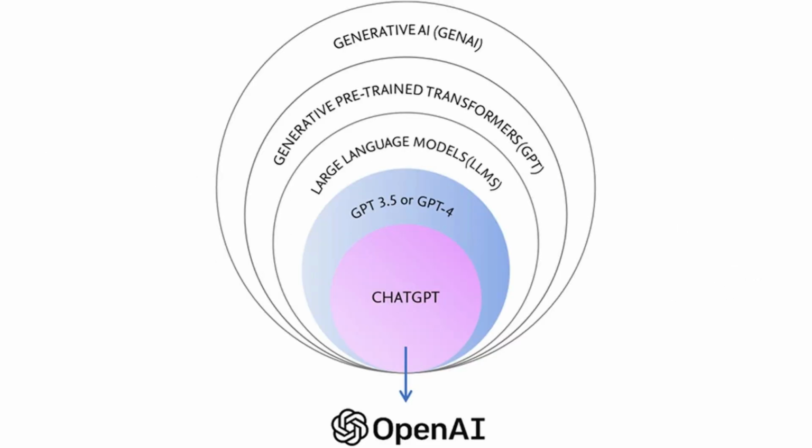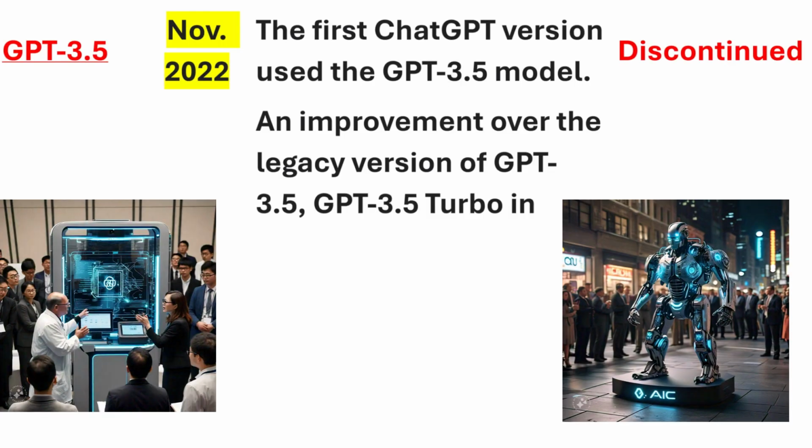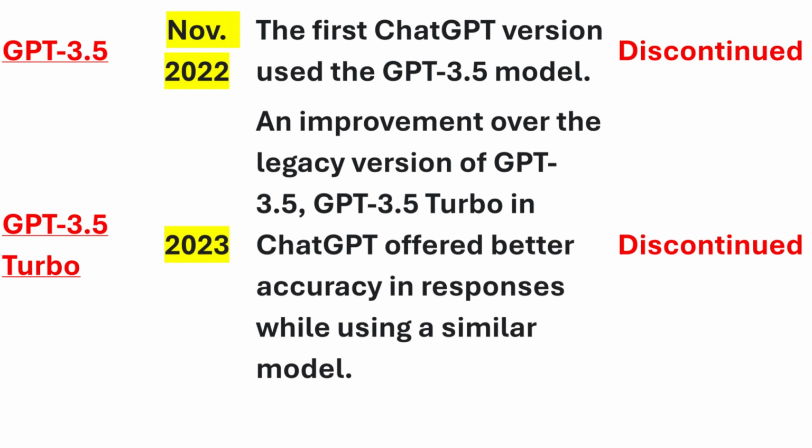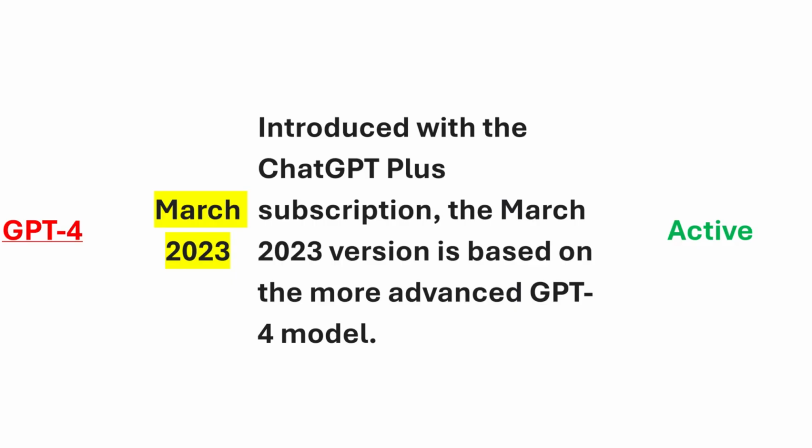ChatGPT is built on OpenAI's proprietary series of generative pre-trained transformer, GPT, models. It learns from lots of conversations using human feedback. The first public version, launched in November 2022, used GPT 3.5. A better version, called GPT 3.5 Turbo, improved response accuracy. In March 2023, with the ChatGPT Plus subscription, a more advanced model called GPT-4 was introduced.